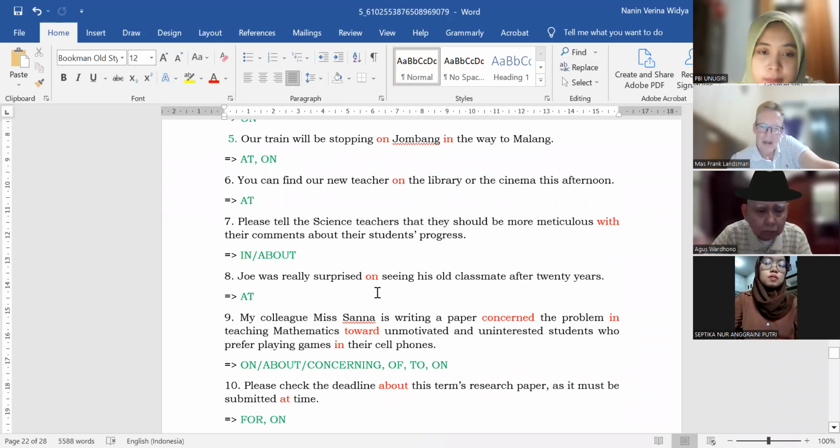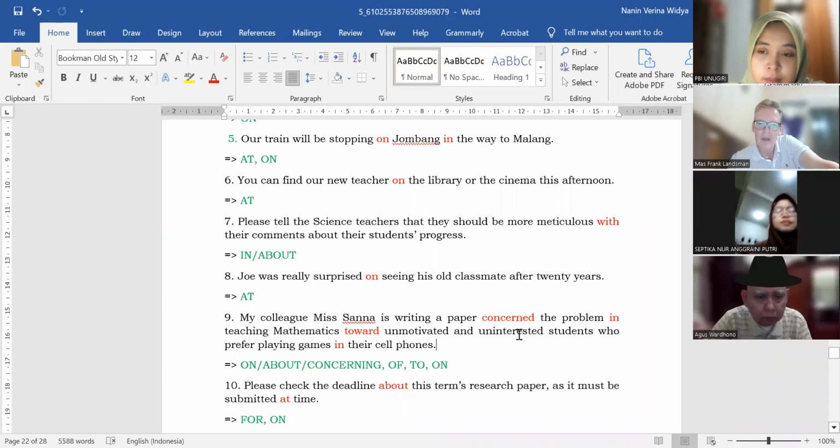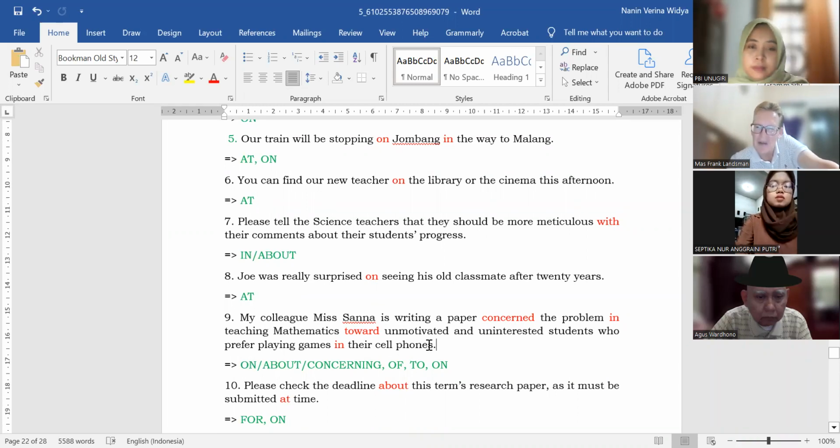My colleague, Miss Sana, is writing a paper concerning the problem in teaching mathematics toward unmotivated and uninterested students who prefer playing games in their cell phones. Lots of mistakes here, lots of red here, banyak merah. Kalau kata teman saya di Unpad dulu, banyak lipstiknya, banyak pemerah bibir.